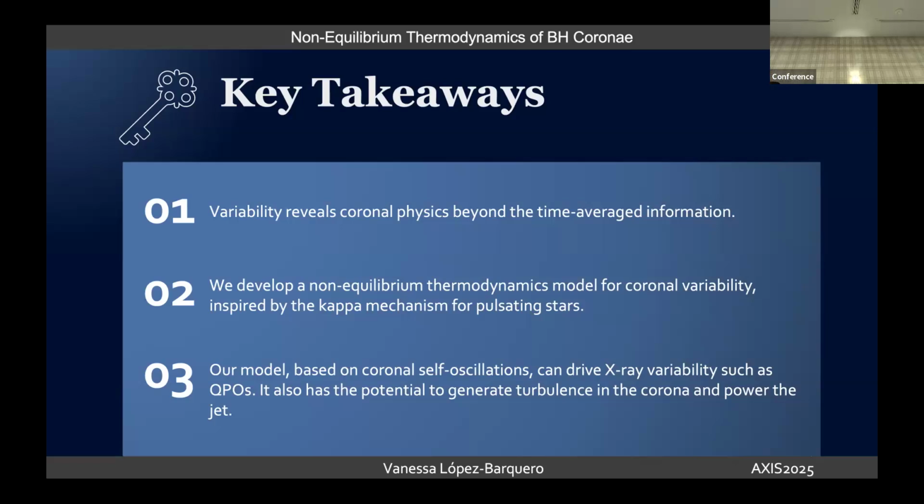Based on this idea, the variability is so important. So we're developing this model based on non-equilibrium thermodynamics that is going to try to explain coronal variability, and we're inspired by the Kappa mechanism for pulsating stars. And the third takeaway is that our model, as we're going to see, is based on coronal self-oscillations that can drive this extra variability, for example, QPOs. And we'll see how all of this also links to possibly generating turbulence in the corona or powering the jet.